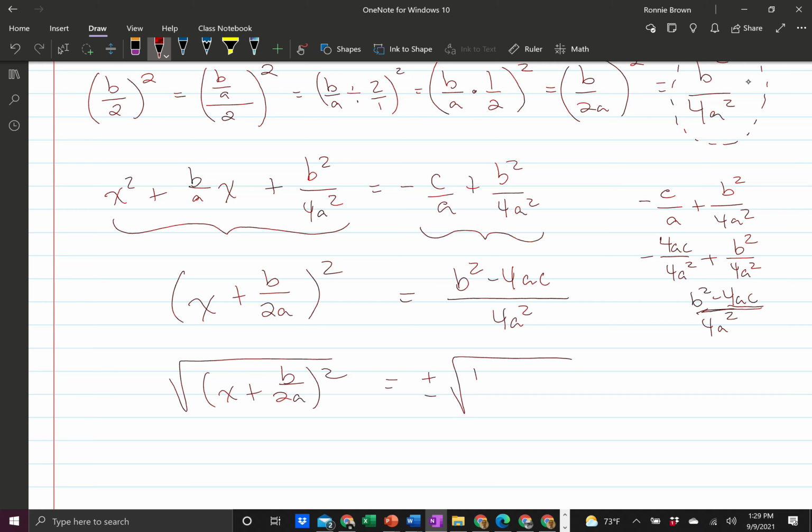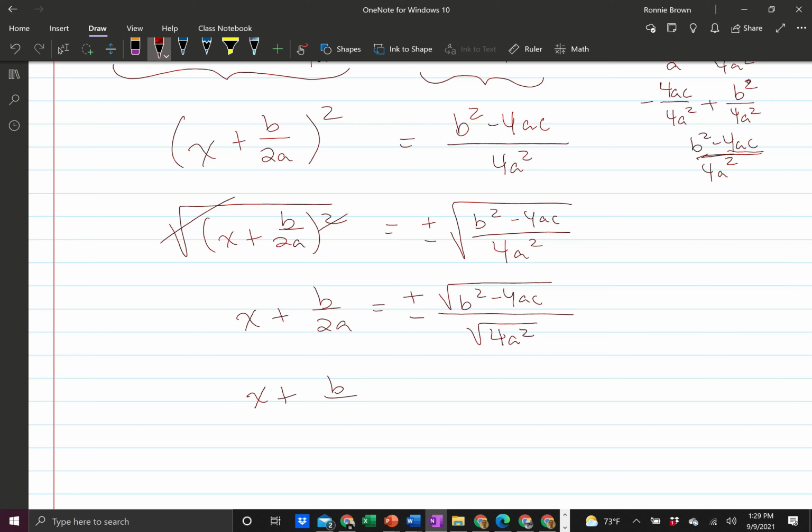B squared minus 4ac, we can just go ahead and use one of these properties for radicals, the quotient property. So we can separate these, and it becomes the square root of b squared minus 4ac over the square root of 4a squared. What I'm going to do is just go ahead and take the square root of that denominator on that right hand side. So I'll keep this b squared minus 4ac in the radical, and the square root of 4 is 2, the square root of a to the second is a.